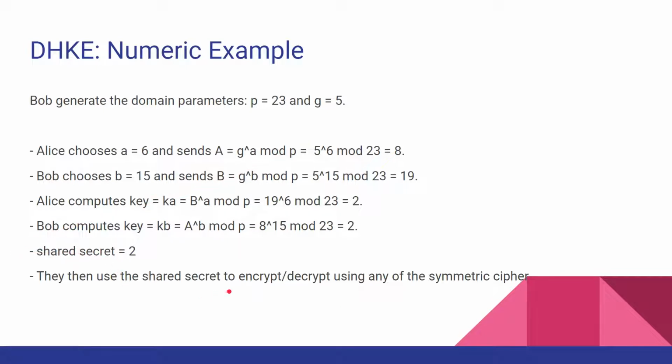They then use the shared secret to encrypt or decrypt. Of course, in TLS we do not directly use the shared secret to encrypt or decrypt. We use this secret as an intermediate key, and from this we generate further keys.